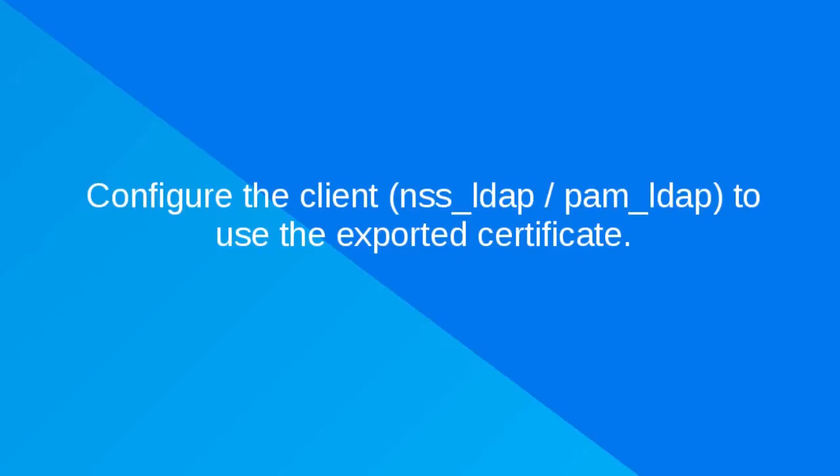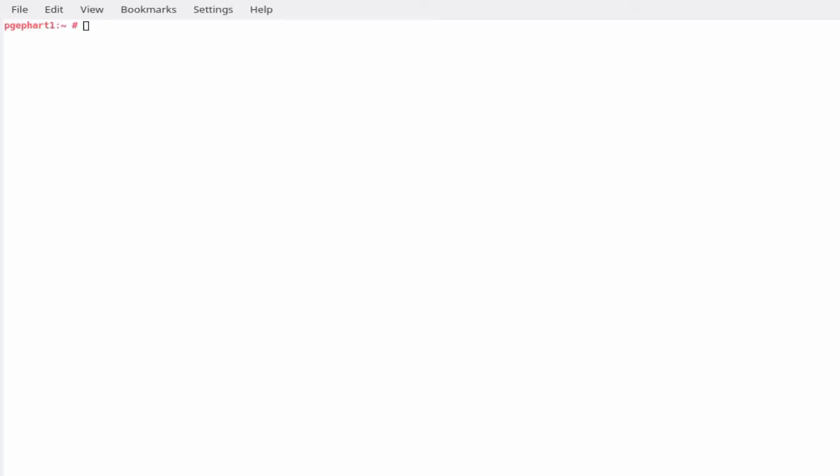The client needs to be configured to use the certificate and make TLS connections to the LDAP server. Copy the exported certificate to the SLES server. Place the exported certificate file in the /etc/ssl/certs directory on the SLES server. Run c_rehash to create a hash link to the certificate so that it will be resolvable.